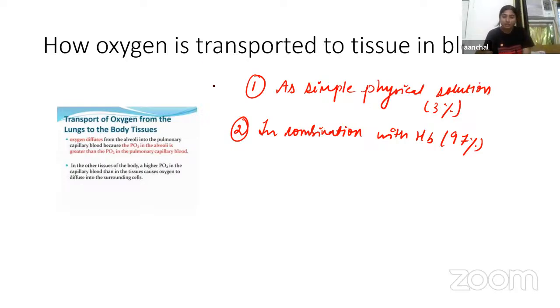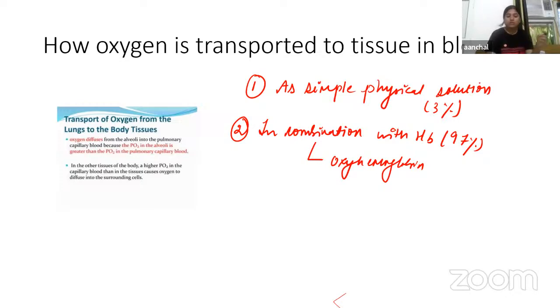Now next we have in combination with Hb. Oxygen combines with Hb in blood and gets transported as oxyhemoglobin. The transport of oxygen in this form is very, very important, because maximum, meaning 97%, of oxygen is transported by this method.